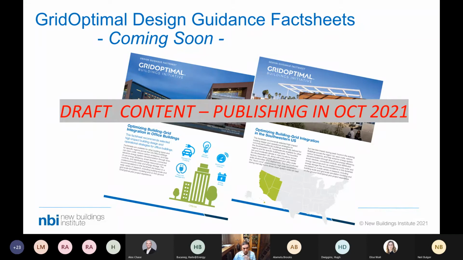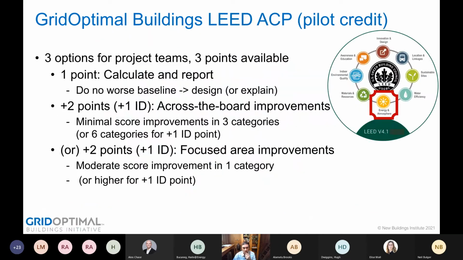So those two cover sheets actually are design guidance fact sheets that are done. They've been sent over to the GridOptimal TAC for review. We're working through that system, and we expect to have about a dozen of these total, some on building type specific recommendations and some on regionally specific recommendations. And they should come out at the Get Into Zero Forum in New York City at the end of October.